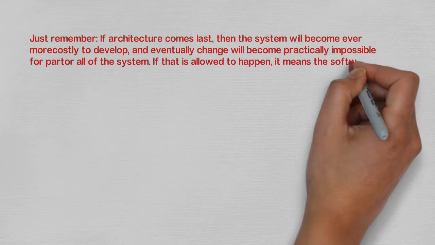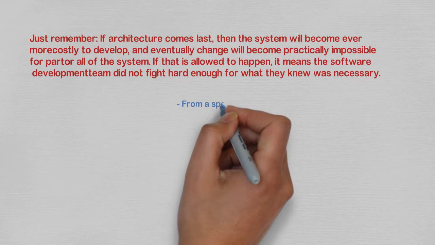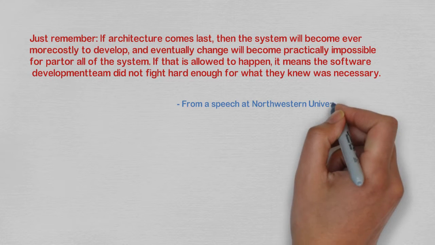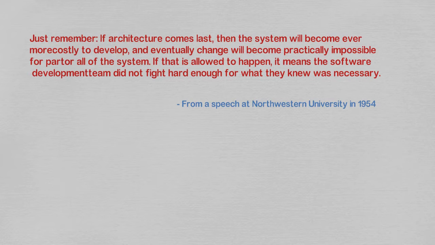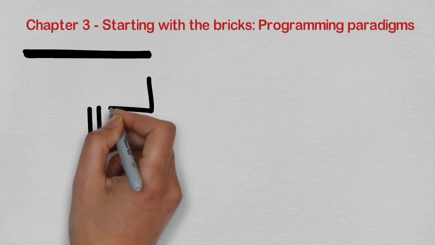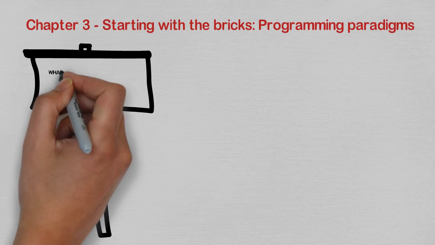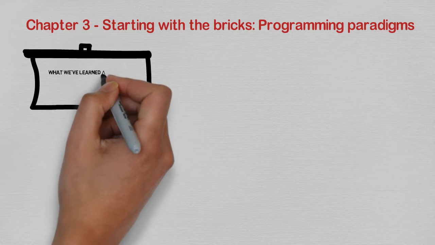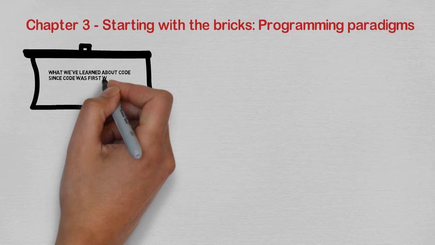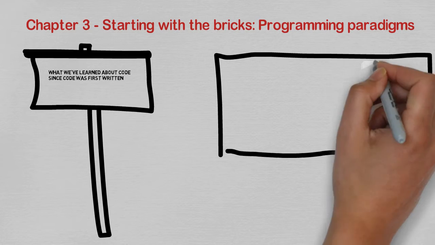He gave an example that if the architecture comes last, then it means something is wrong in your development life cycle. He gave an example from a speech. And in the third chapter, he discussed the paradigms of programming: when we started programming and where we are now. So he was talking about the whole history of programming.